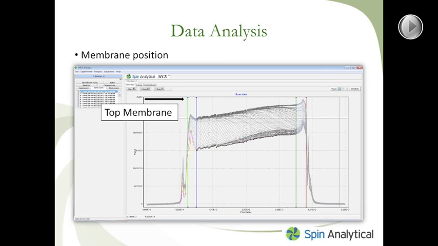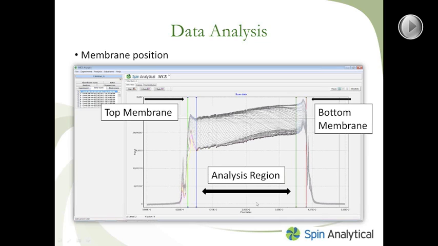And your velocity is going to be measured by how far the boundary has moved, divided by the length of time. Each of these scans is roughly 10 seconds apart. And you now see that the boundary is moving away from the top membrane. You always arrange your experiment so the boundary moves from top to bottom. Then there's a bottom membrane position. Knowing this is not quite as important as knowing the top membrane position.